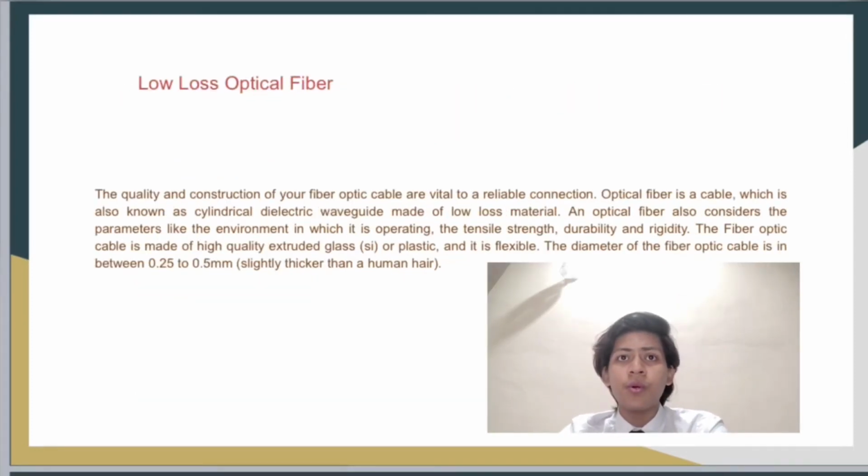Next we go to the function of low loss optical fiber. The quality and construction of fiber optic cable are vital to a reliable connection. Optical fiber is a cable, also known as a cylindrical dielectric waveguide, made of low loss material. An optical fiber also considers parameters like the environment in which it is operating, the tensile strength, durability, and rigidity. The fiber optic cable is made of high quality extra glass, which means silicon or plastic, and it is flexible. The diameter of fiber optic cable is between 0.25 to 0.5 millimeter.